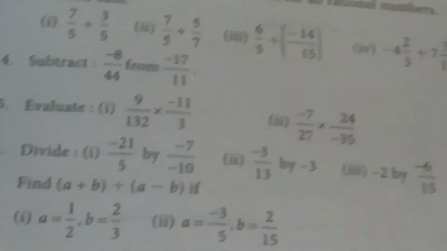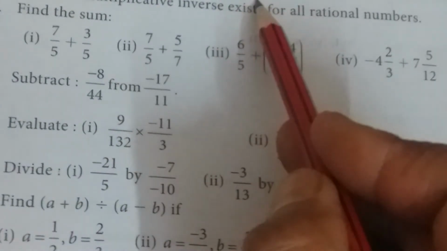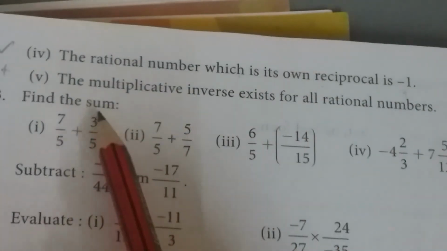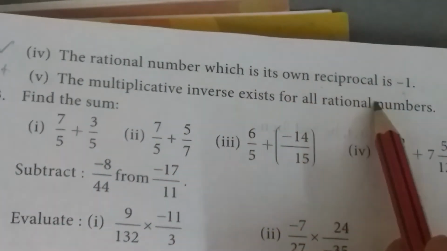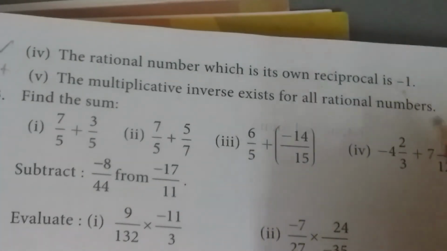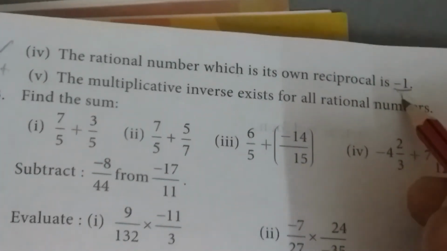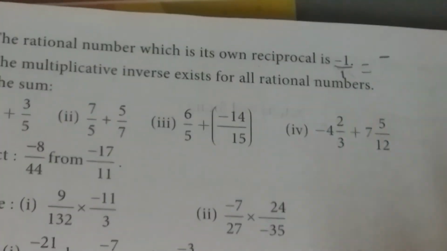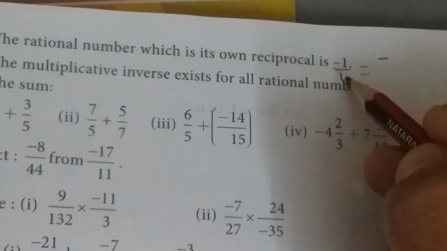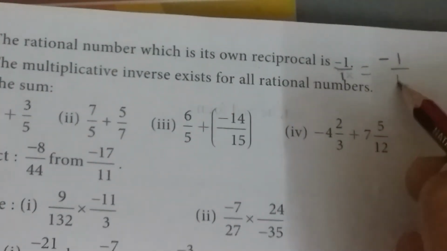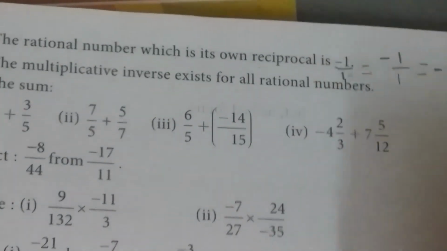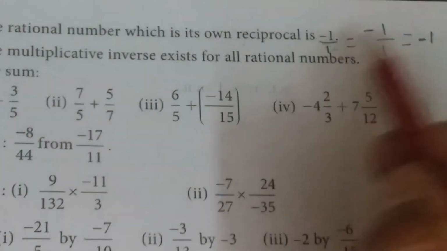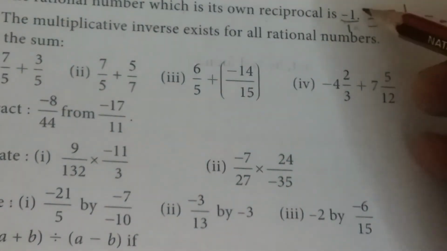And the next one is the rational number which is its own reciprocal is minus 1. That is, the reciprocal of minus 1 is minus 1. The rational number which is its own reciprocal. To write the reciprocal of minus 1 by 1, it becomes a rational number. What is the reciprocal? No change in the sign. We should not change the sign, only change numerator and denominator. This one goes to the numerator and this one comes to the denominator. When there is only one minus sign, put the minus sign. 1 divided by 1 is 1. So the reciprocal of minus 1 is minus 1 itself. Therefore this statement is true.